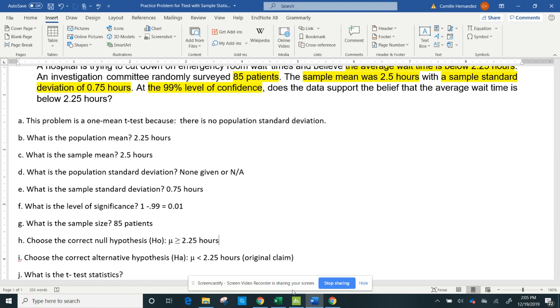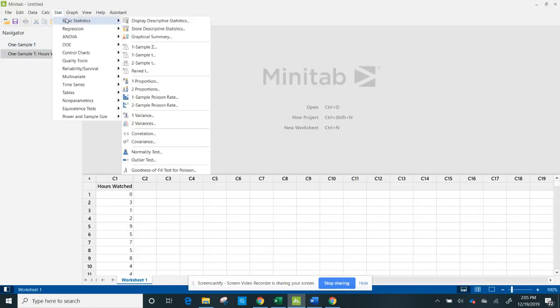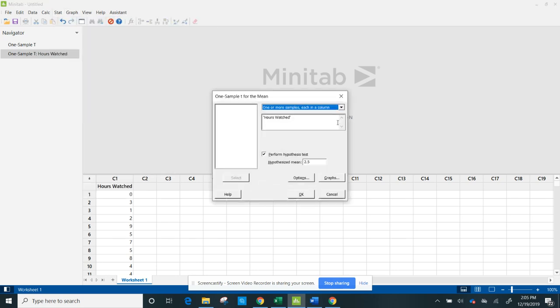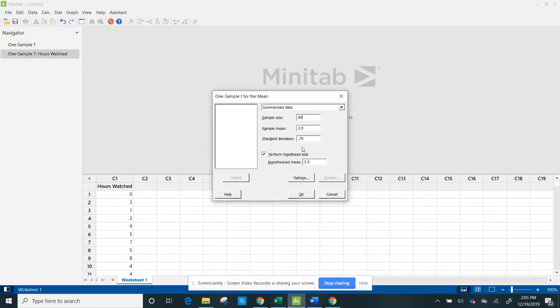Well, that means I've got to go to Minitab. So I'm going to Minitab. I'm going to Stat, Basic Statistics, One-Sample t. I'm going to put in Summarized data. So my sample size is 85. My sample mean, I'm going to go back and look, is 2.5. My standard deviation is 0.75. My hypothesized mean is 2.25. And I've got to click this to activate it.